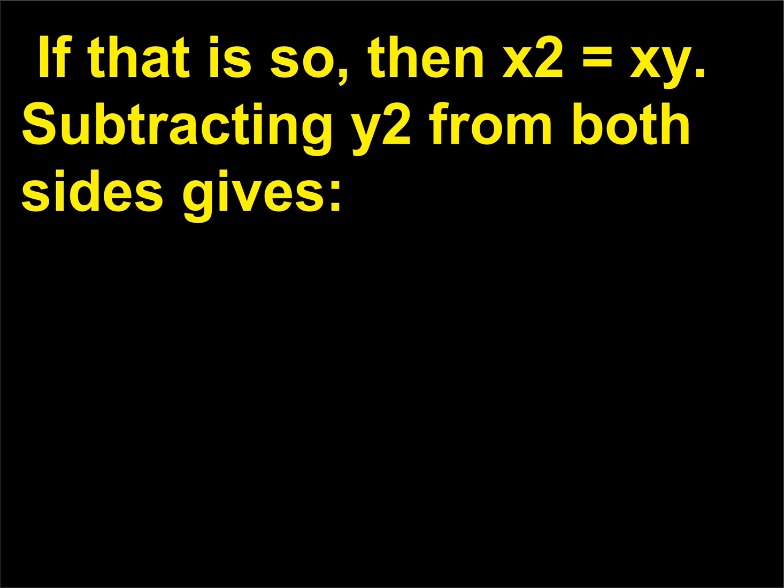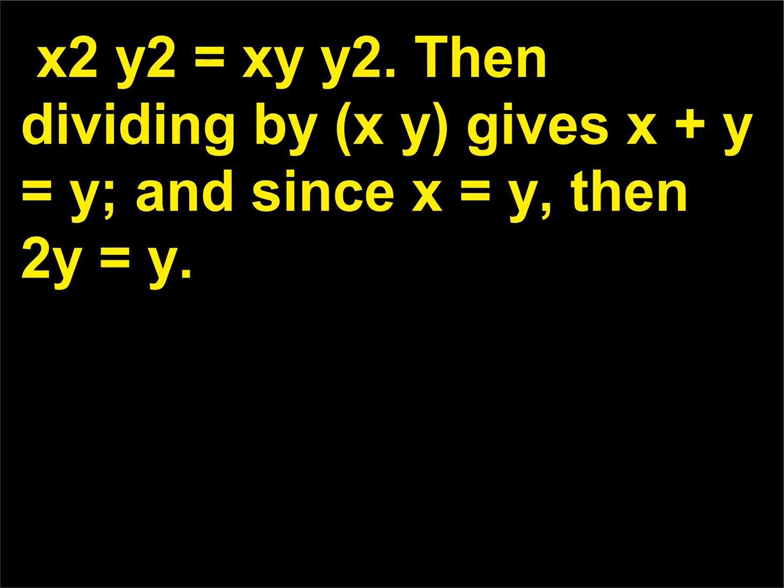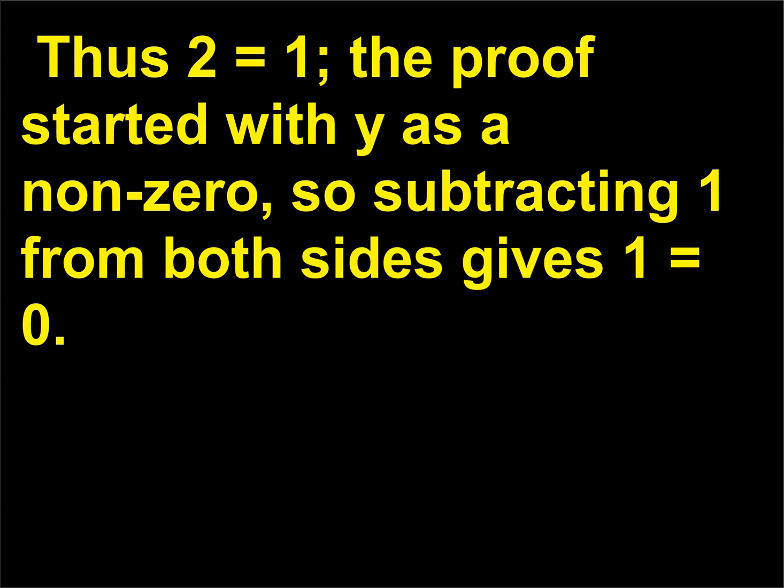Subtracting y² from both sides gives x² − y² equals xy − y². Then dividing by x − y gives x + y equals y, and since x equals y, then 2y equals y. Thus 2 equals 1. The proof started with y as a non-zero, so subtracting 1 from both sides gives 1 equals 0.